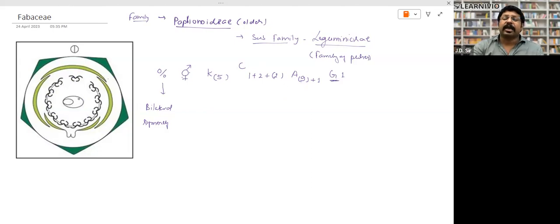What is the placentation? Any one of you can tell me what is the placentation? What type of placentation is this one? Placenta is at one place, on one side, at one margin. So what is that? Come on, guys. Marginal placentation. You can see marginal placentation.